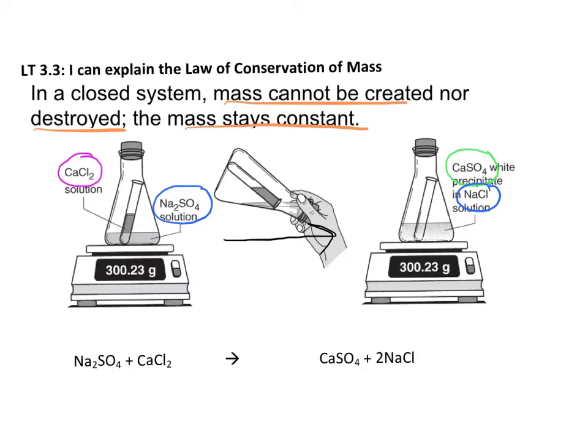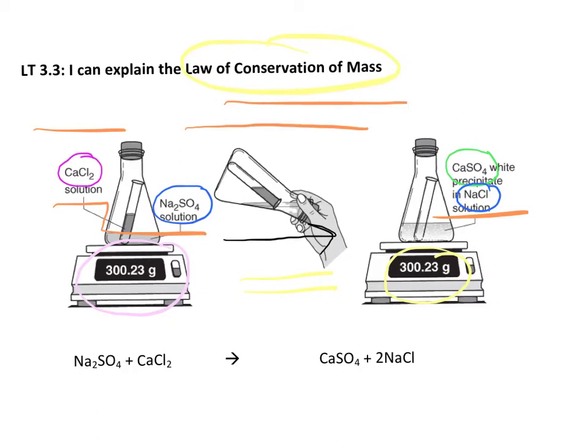If you put the actual reaction on an electronic balance before the reaction occurs, the mass is 300.23 grams. And if you look at the reaction after taking place, even though the products are now different from the reactants, the mass has stayed the same. It is still 300.23 grams. So this is an example again that illustrates the law of conservation of mass, that again mass cannot be created and it cannot be destroyed. It stays constant over time.